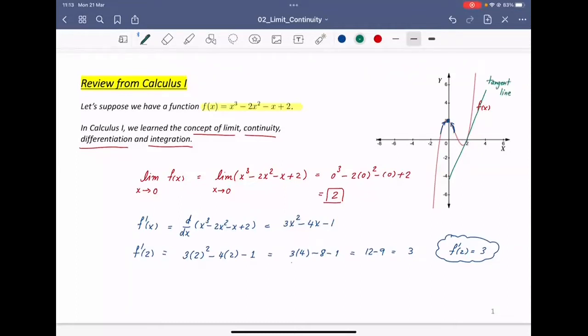f prime of 2 equal to 3 tells you that the slope of the tangent line here is equal to 3. That's what it means at the point x equal to 2. This is the meaning of differentiation.